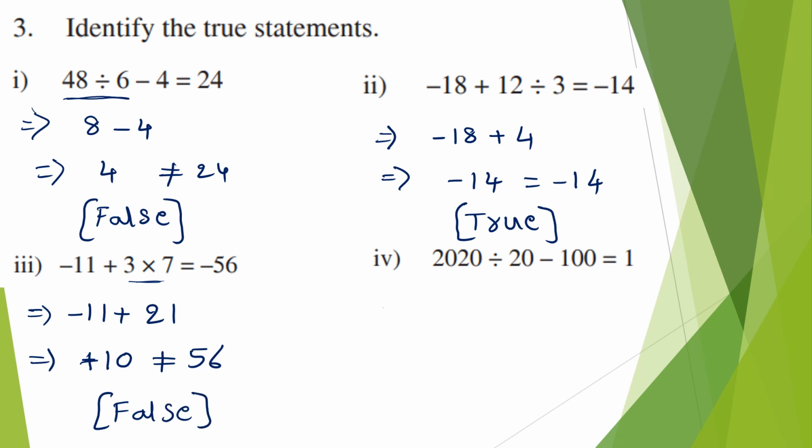Okay, now in this last one, 2020 divided by 20 minus 100 equals 1. Look at that, 2020 divided by 20, that is 101, right? Minus 100. Yes, 101 minus 100 equals 1 only. Yes, 1 equals 1. So that is a true statement. So the first one is false, the second one is true, the third one is false and the fourth one is a true statement. Okay, children.